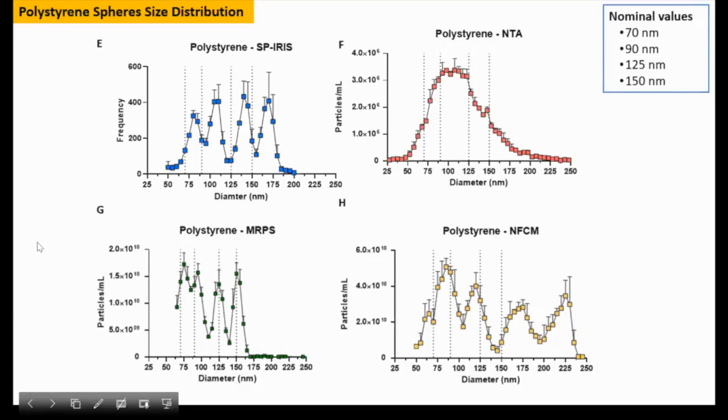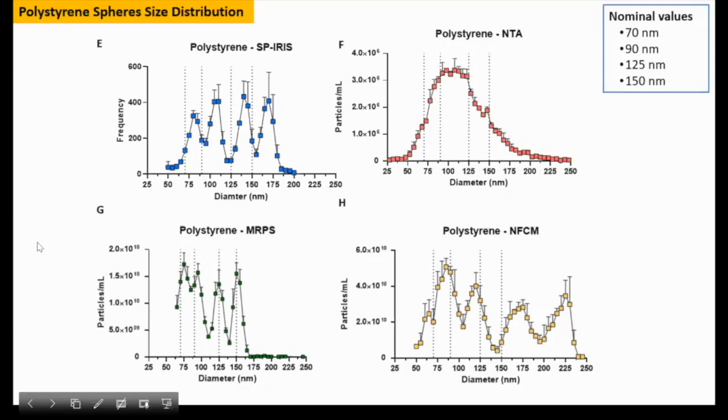MRPS could resolve 4 distinct peaks at diameter modes of 71, 92, 123, and 150 nanometers, even after averaging the 3 replicates this time. Although a calibration step is not necessary for the MRPS before use, if the user would choose to do one, polystyrene nanoparticles are recommended for use, which is why we believe that the resolution was so clear here.